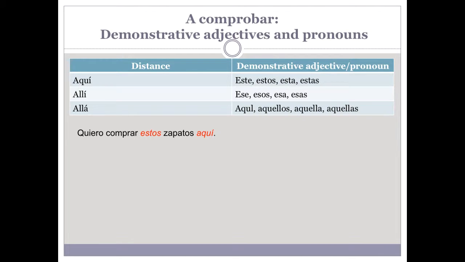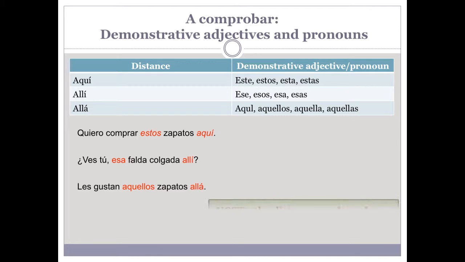Let's look at a couple examples. Quiero comprar estos zapatos aquí. I want to buy these shoes here. ¿Ves tú esa falda colgada ahí? Do you see that skirt hanging over there? Les gustan aquellos zapatos allá. They like those shoes way over there. Notice how they match up, the distance with the object.